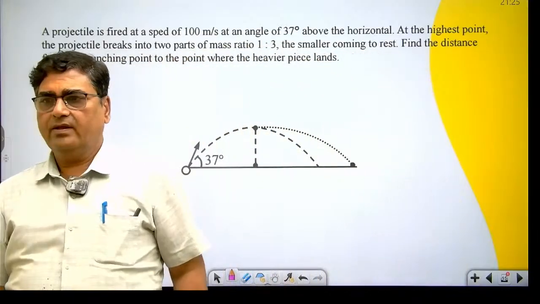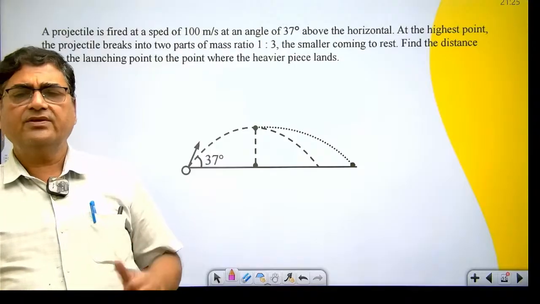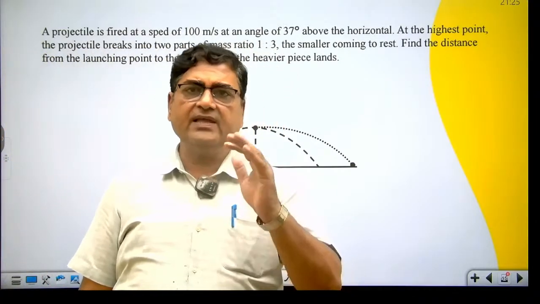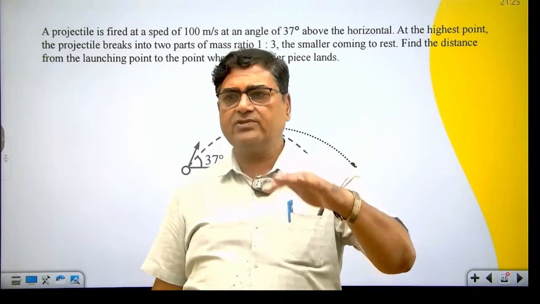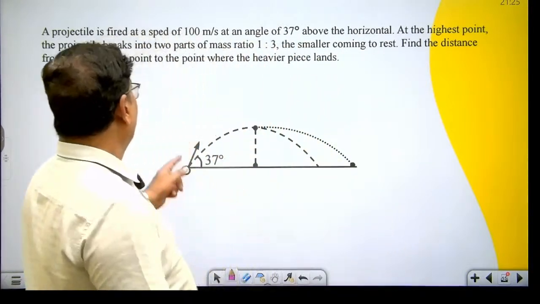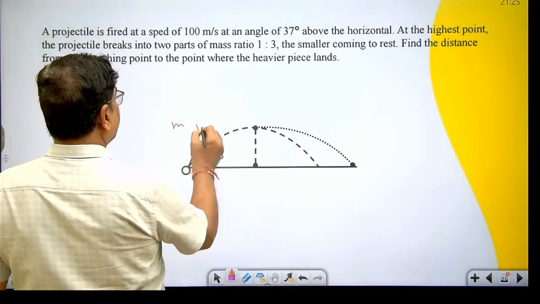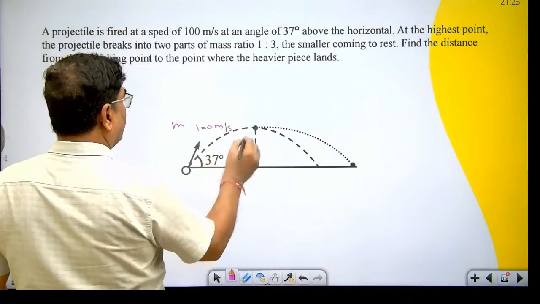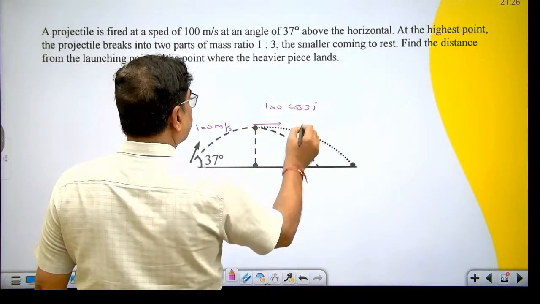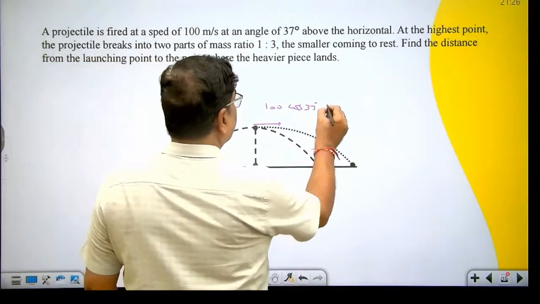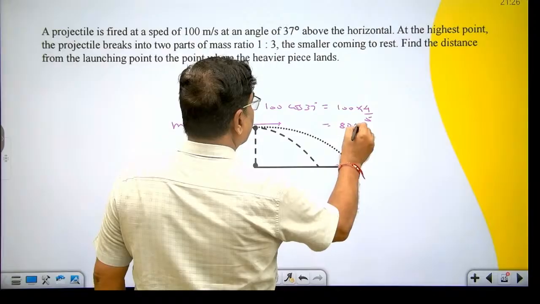Dear student, to solve this question, one should know the simple concept of projectile. Since the projectile breaks at the highest point, everyone knows that at the highest point of the trajectory, the projectile has only horizontal velocity. Let us assume the mass of the projectile is m and its speed is 100 meter per second. So its velocity before breaking at the highest point will be 100 cos 37 degrees, which is 100 into 4 upon 5, that is 80 meter per second.